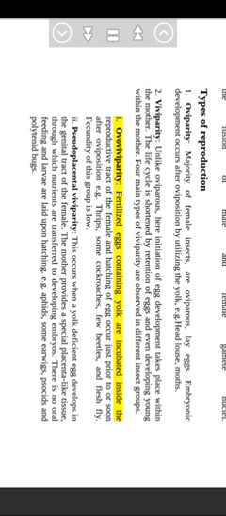I. Ovoviviparity. Fertilized eggs containing yolk are incubated inside the reproductive tract of the female and hatching of the egg occurs just prior to or soon after oviposition, e.g. thrips, some cockroaches, few beetles, and flesh fly. Fecundity of this group is low.